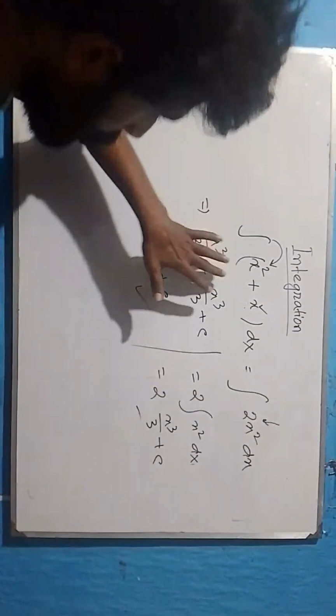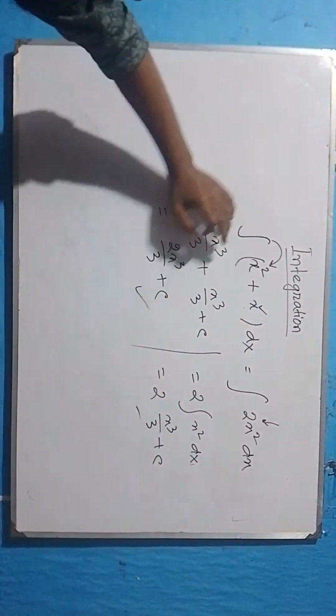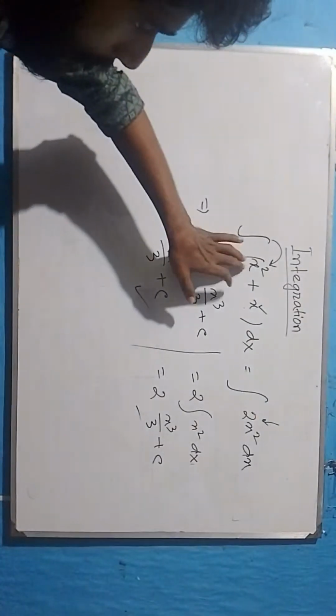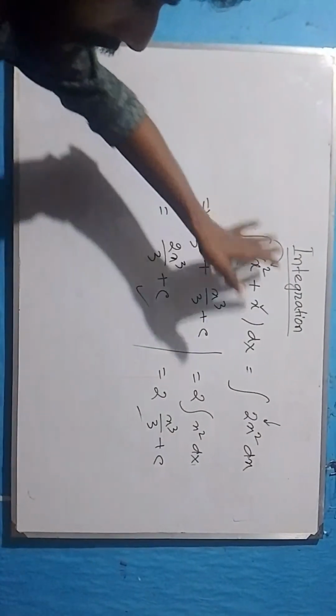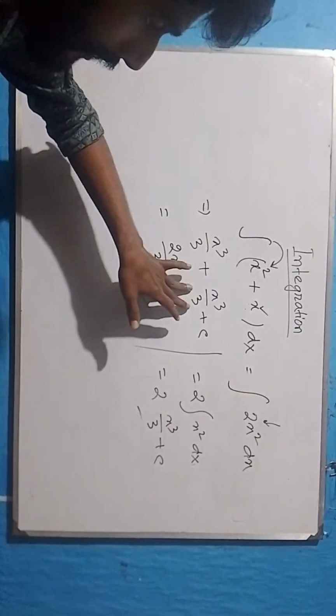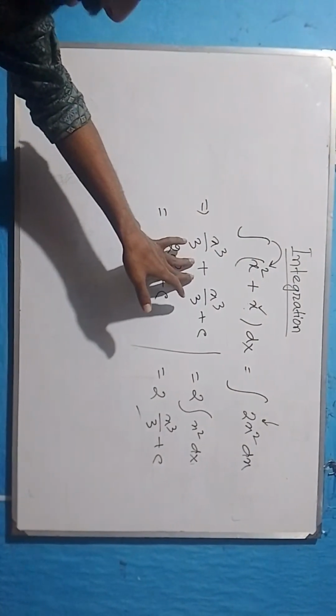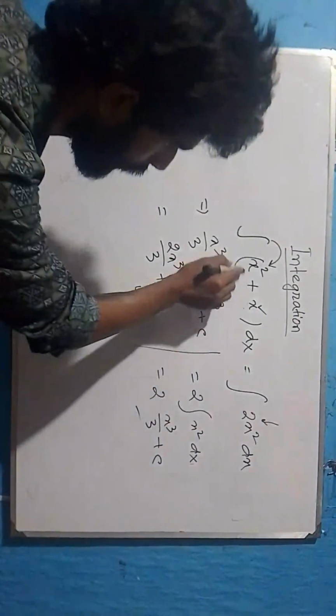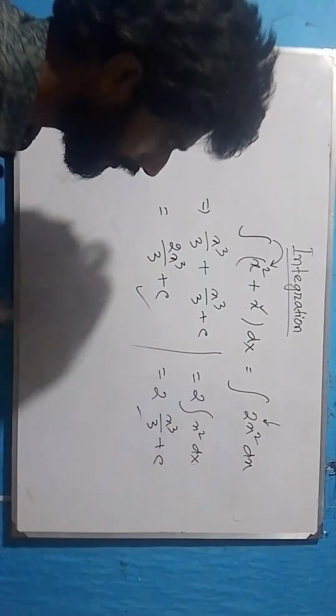So here you first did the integration of x square and then the integration of the next part, and then you add up the results. And now here you first add and then integrate.